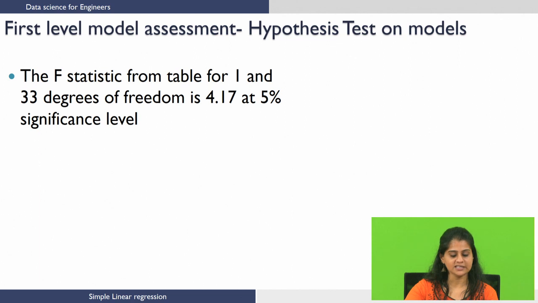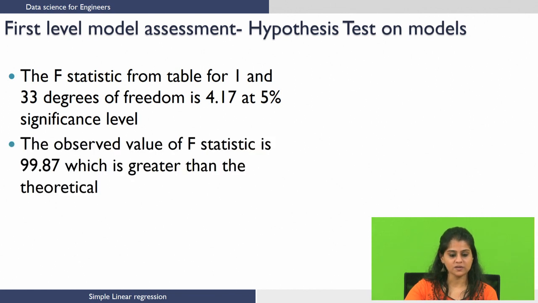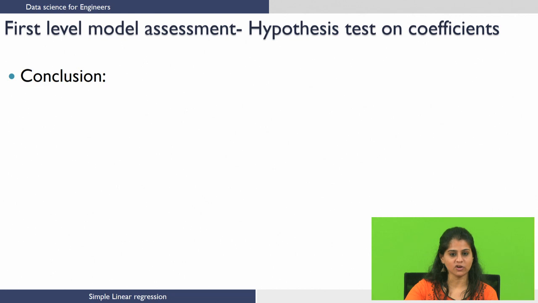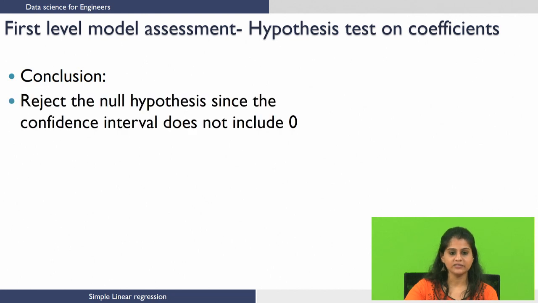We know that the F statistic from the table at 1 and 33 degrees of freedom is 4.17 at 5% significance level. What we observe is 99.87 at 1 and 33 degrees of freedom. Now, this is greater than the theoretical value that we get from the distribution. So, what conclusion can we draw now? We can reject the null hypothesis, since the confidence interval does not include 0 and hence beta 1 hat, which is the slope, is also significant.